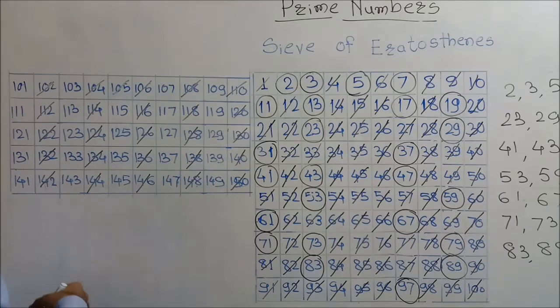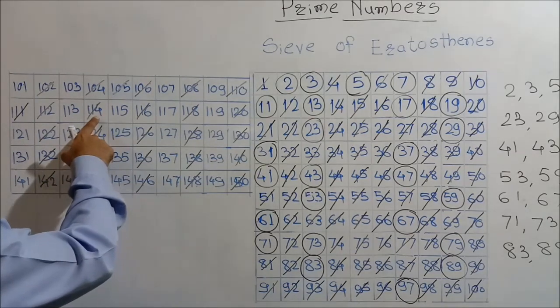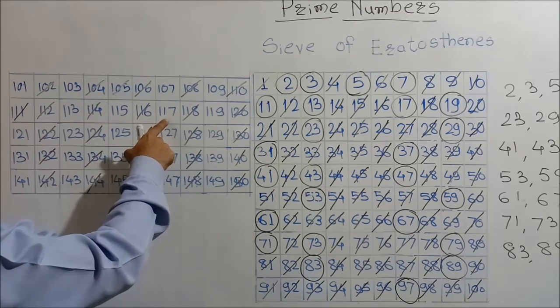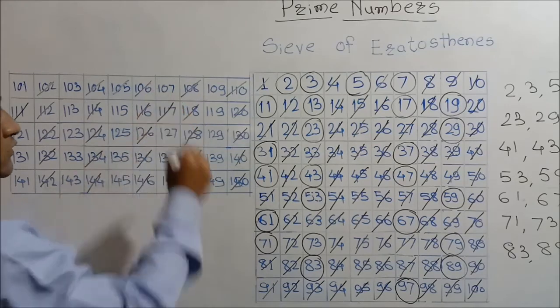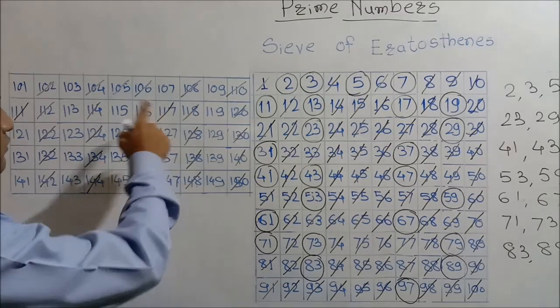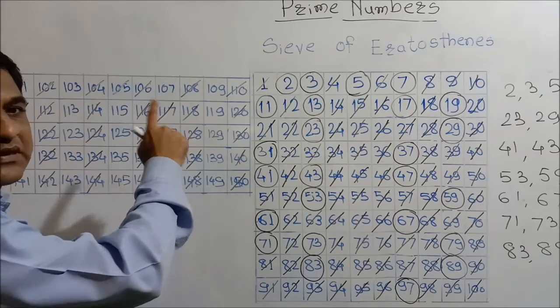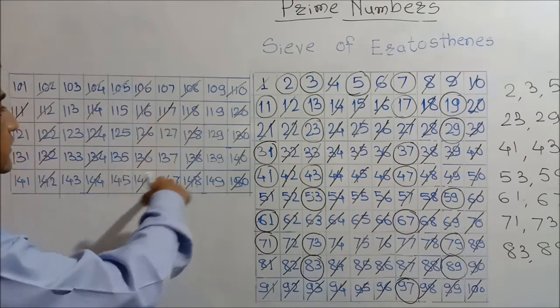Then we have the next multiple, 108. Then we have 111. You can see that 1 plus 1 plus 1 is 3, and it is divisible by 3, so I am going to cross it. Then we have 114. Then we have 117, which is also in the table of 3. 1 plus 1 plus 7 becomes 9, so it is divisible by 3.